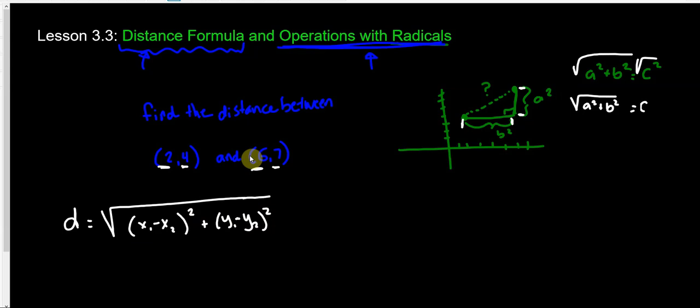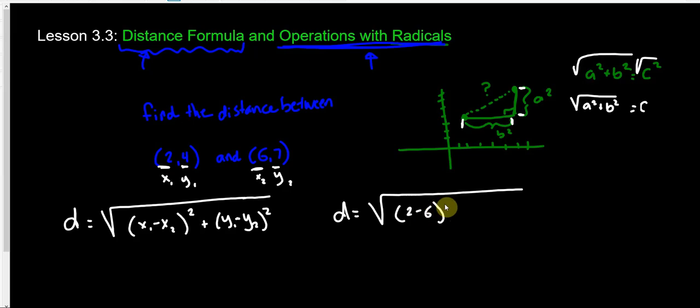Okay, so let's find the distance. Remember, each point is x, y. They're ordered pairs, in alphabetical order. Let's call this point 1, and we'll call this point 2. It does not matter what order I do this in, but if I want to find this distance, I have the square root of, let's subtract our x's, 2 minus 6, squared, plus, let's subtract our y's, 4 minus 7, squared.